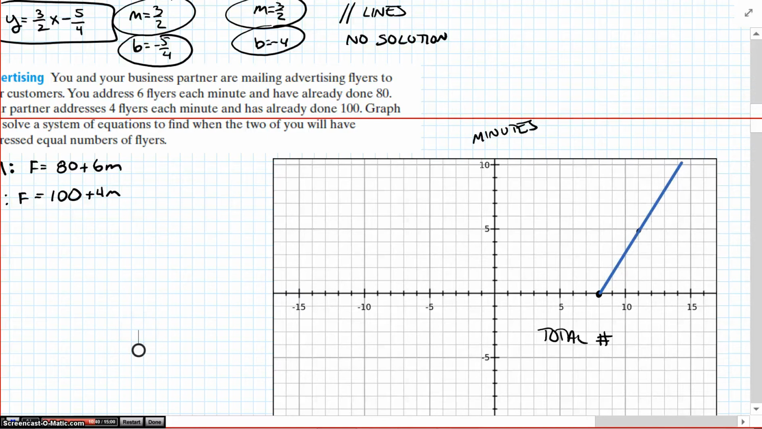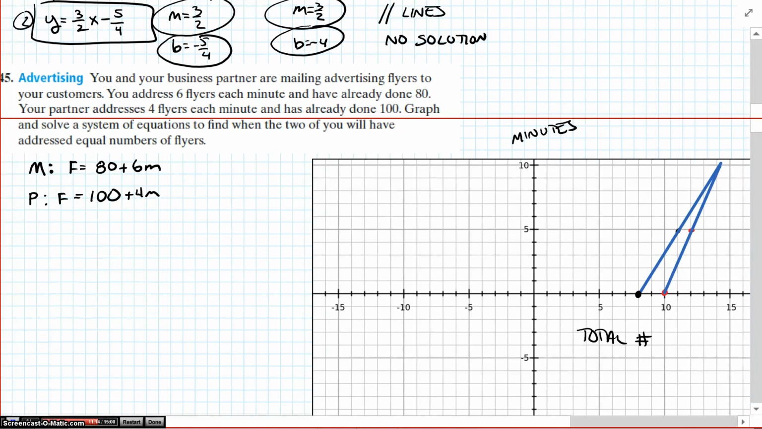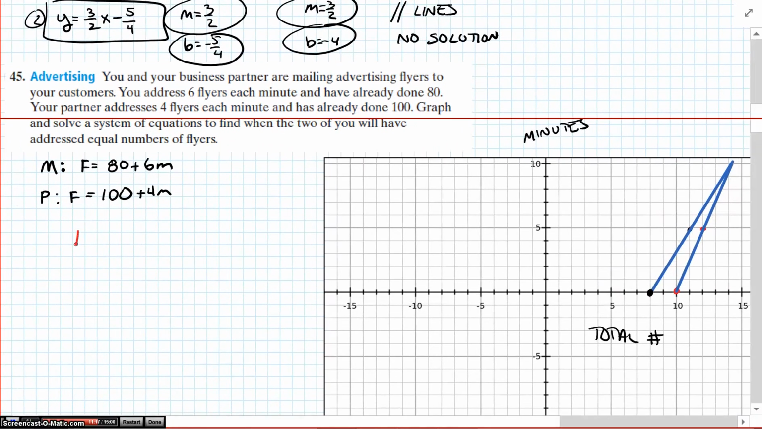There. My partner has addressed 100 already. And for every minute he does 4. So in 5 minutes he will do 20. So there's his graph. So will we ever intersect? Yep, it looks like in 10 minutes we will have addressed the same. So the answer is 10 minutes. In 10 minutes we would have both addressed 140.